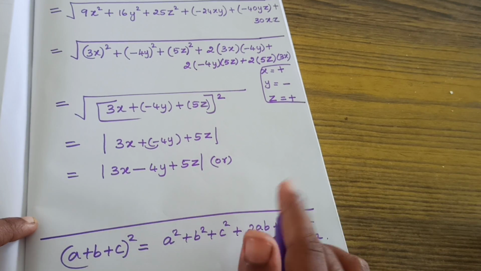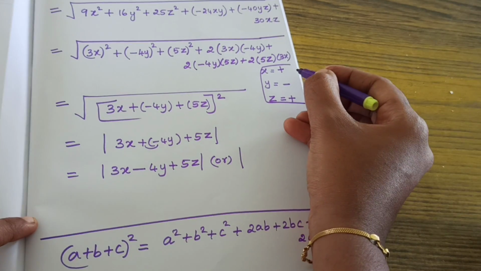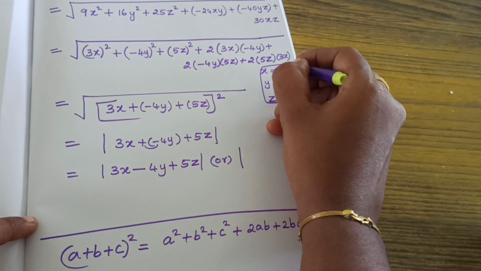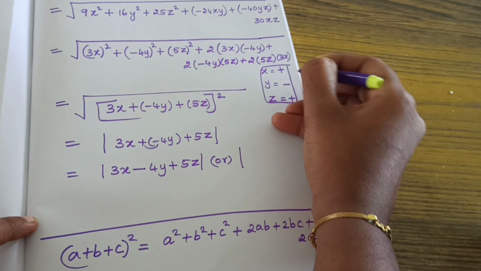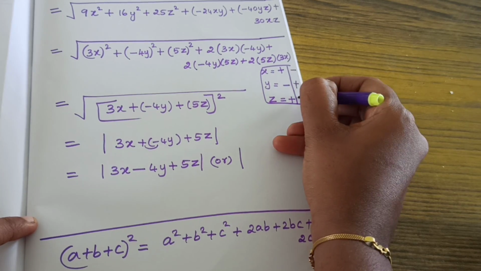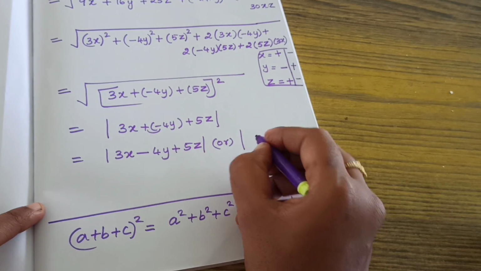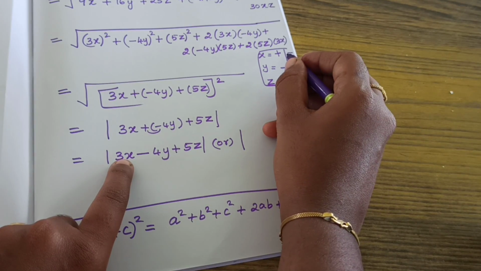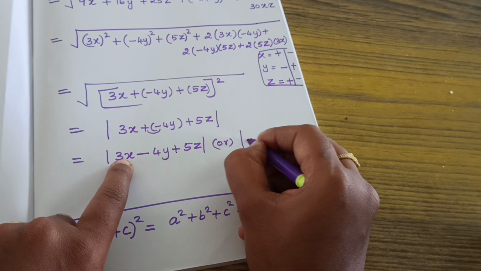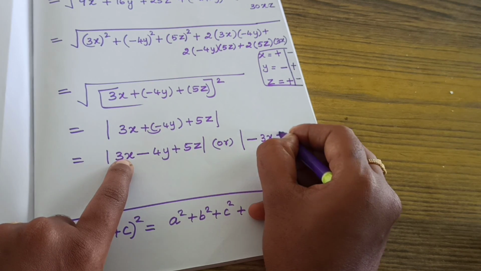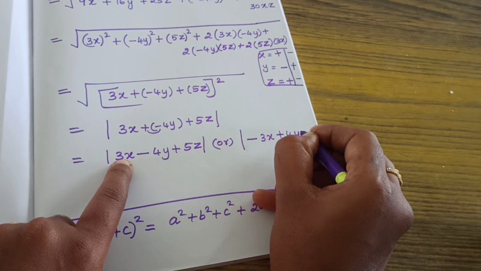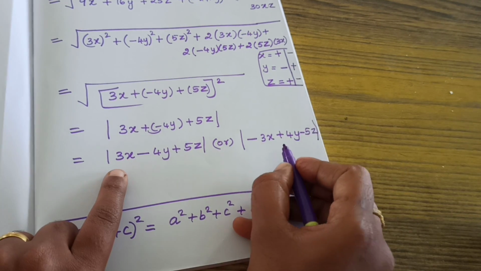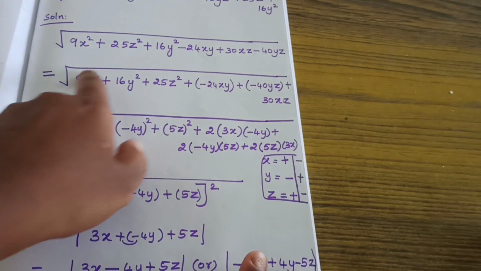Two answers. Why? Here the sign we can choose as plus, minus, plus, no. Another option also will come: minus, plus, minus. So what is the next answer here? For x sign already we chose plus sign. Now I am taking minus. So minus 3x plus 4y minus 5z. If you square this term, you will get this expression.